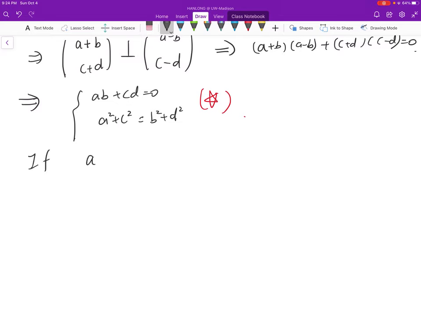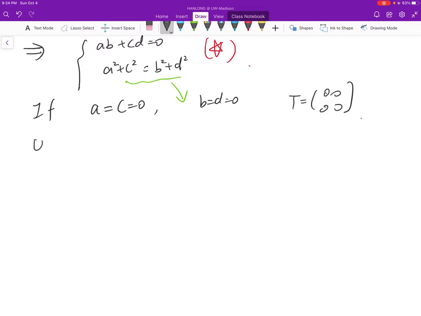First, if A equals C equals 0, then from the second one, you get B equals D equals 0. Then T is the zero map, which is a contradiction because we assume T has positive determinant.